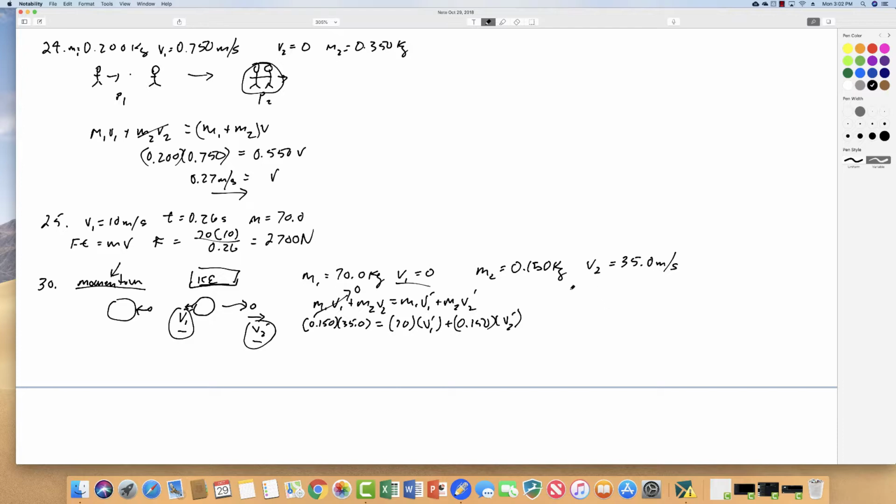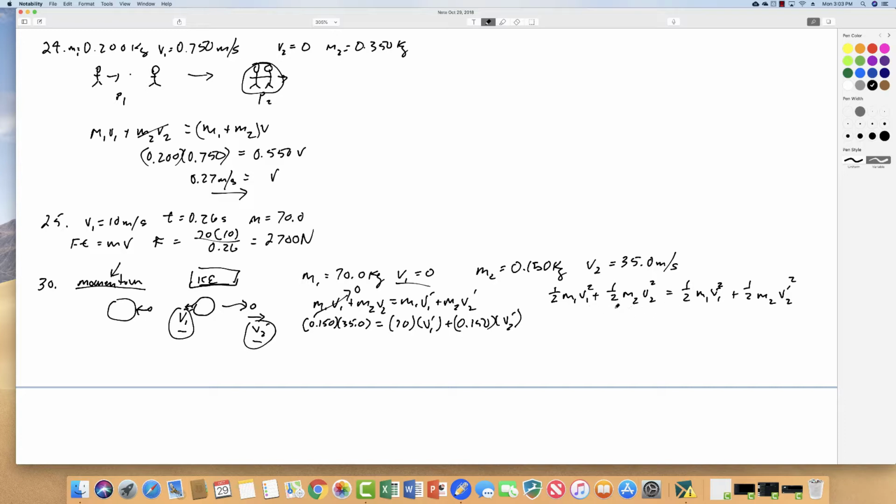The second one says that the kinetic energy of the goalie plus the kinetic energy of the puck before they collide has to equal the kinetic energy of the goalie after they collide plus the kinetic energy of the puck after they collide.